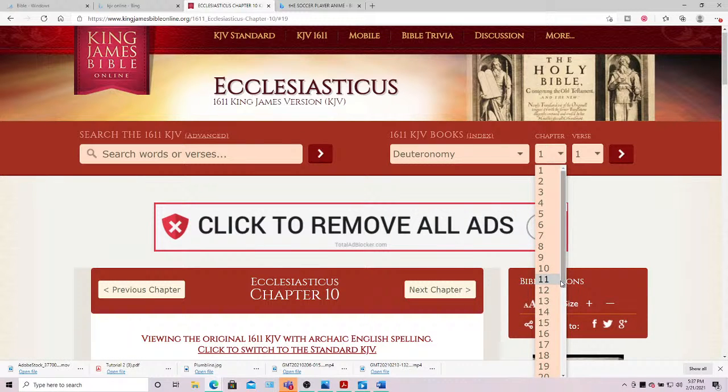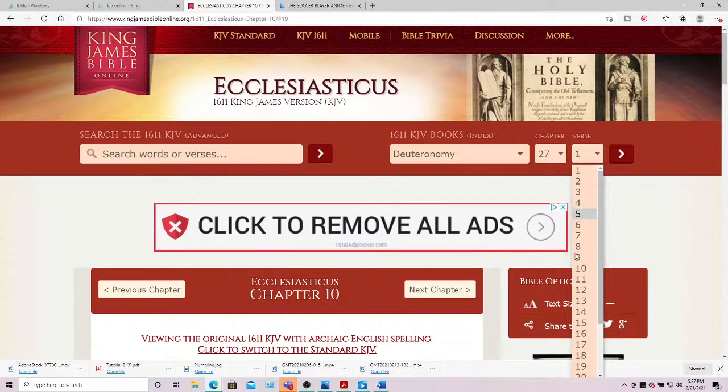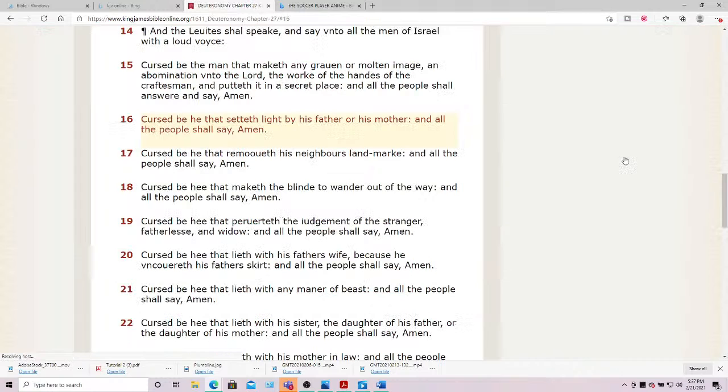So let me pull it. So cursed be he that set light. So you're dealing lightly, dealing treacherously by his father, which is the spiritual. So this is talking about the creator or his mother. This is Christ. And all the people shall say amen. So that's in our Bible, and we also amen to that. So cursed be he that set light by his father or his mother. So you're dealing treacherously with either one of those two.